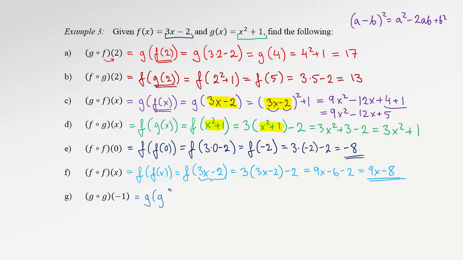g of g of negative 1. We'll leave the outside g waiting for its turn, and we evaluate what the inside g of negative 1 becomes. Plug in negative 1 to the g formula, it becomes negative 1 squared plus 1. Okay, so this is like 1 plus 1, so it's really 2. And then we evaluate g of 2. g of 2 is 2 squared plus 1, so it's altogether 5.